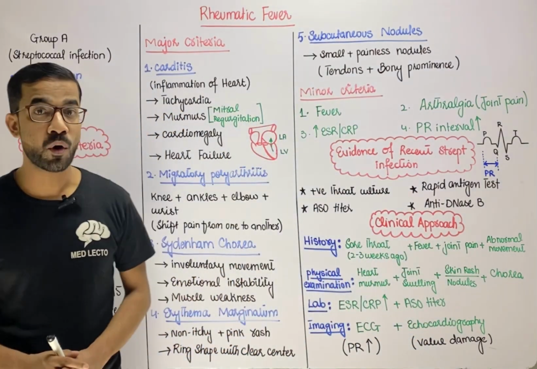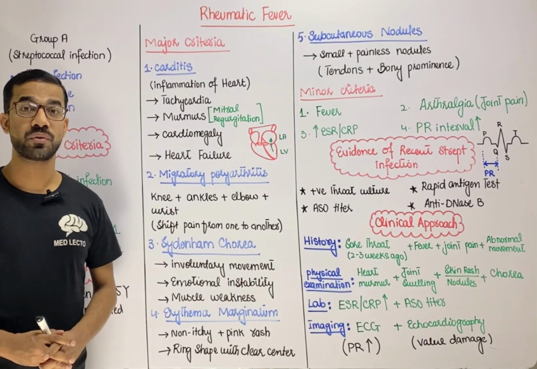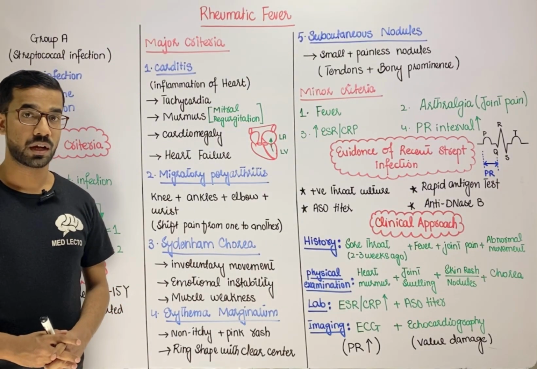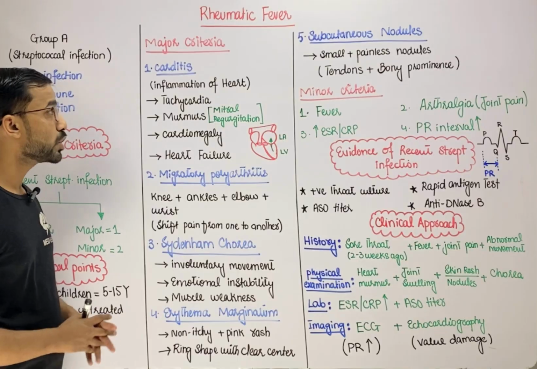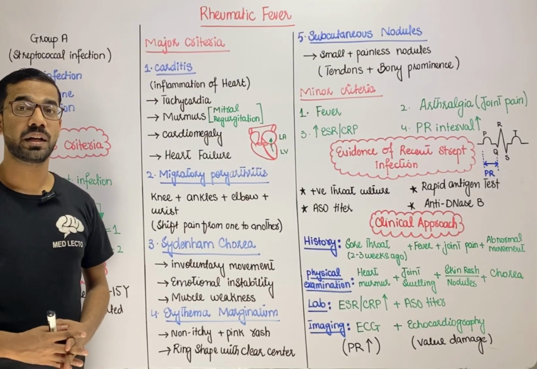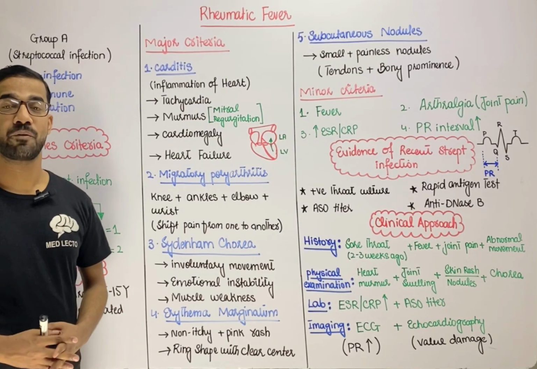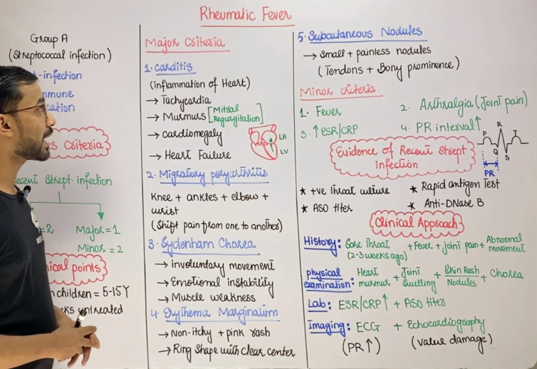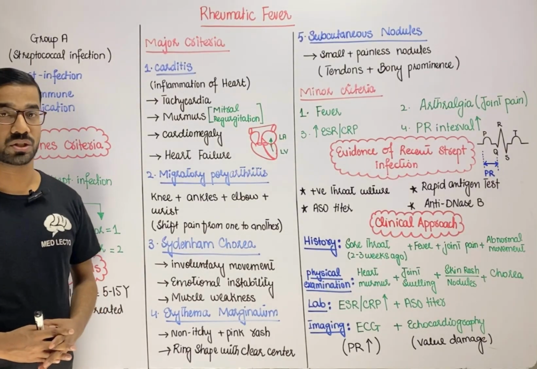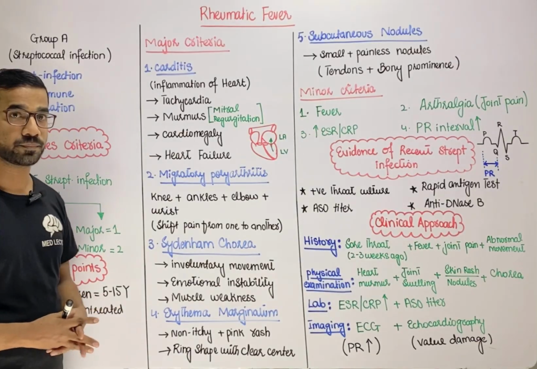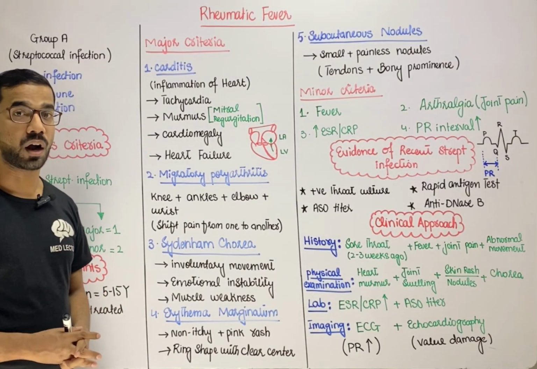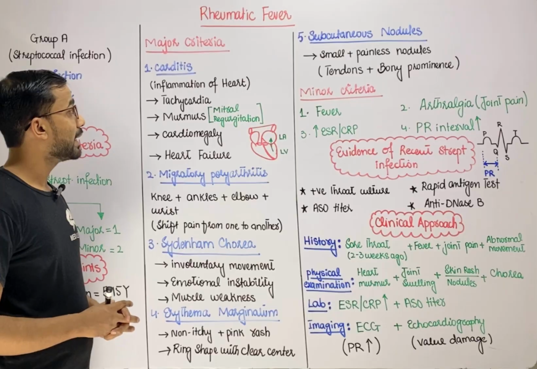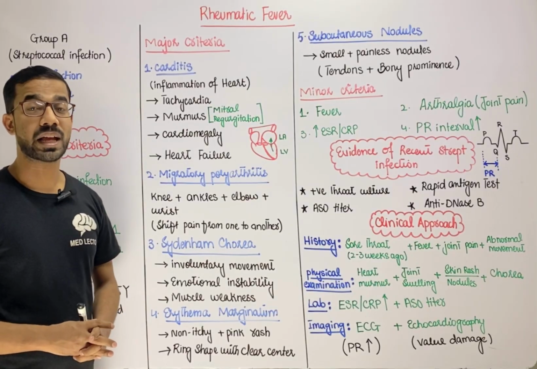So what type of clinical manifestations will you see during this criteria? We have categorized them into major and minor. First of all, we will see the major criteria. In the major criteria you will see 5 manifestations. First is carditis, inflammation of the heart, and in that case you will see tachycardia.